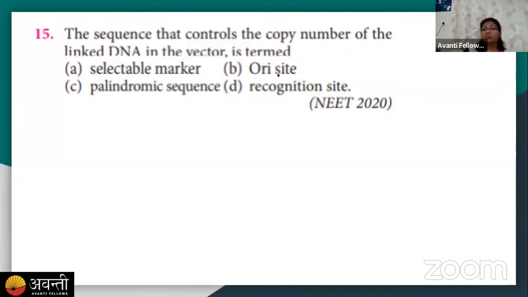The ORI site is known as the origin of replication, right? Origin of replication. It is the only site which works as a switch for controlling the replication. So option B is the correct answer. Okay.